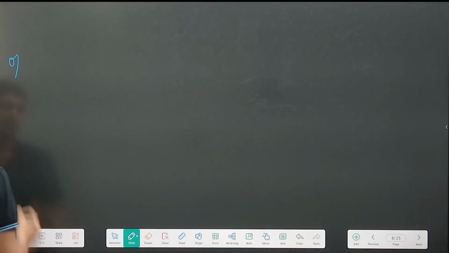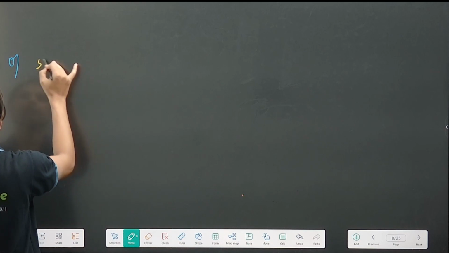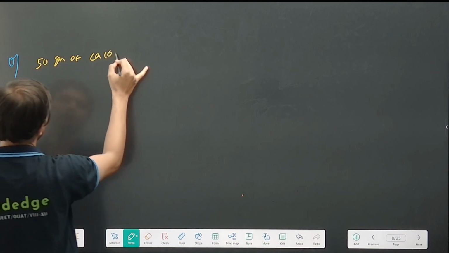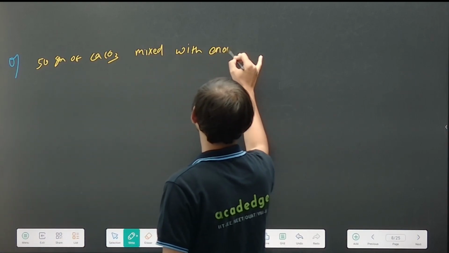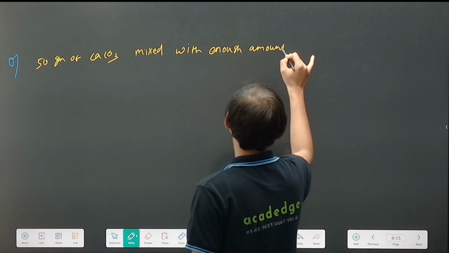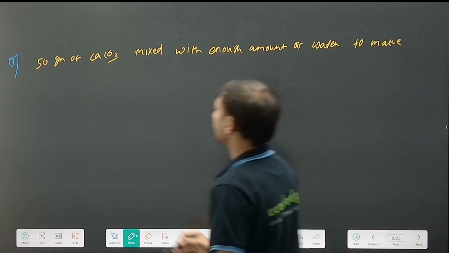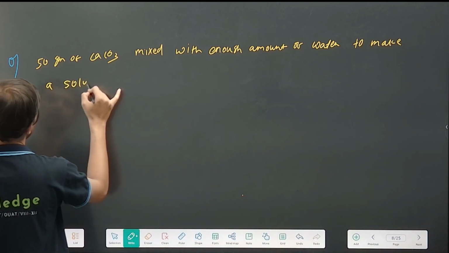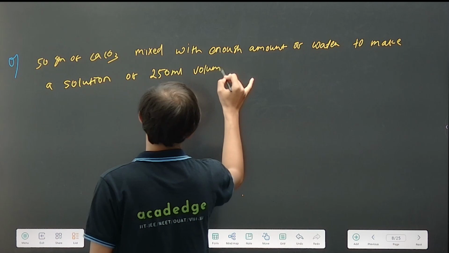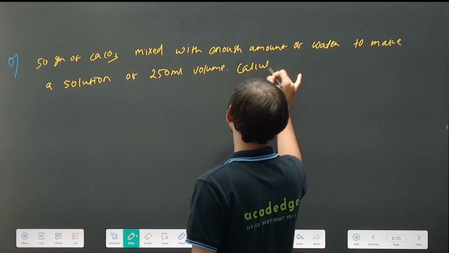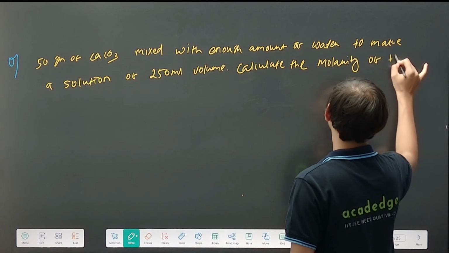For example, I'm taking a question: 50 gram of calcium carbonate is mixed with enough amount of water to make a solution of 250 ml volume. Then calculate the molarity of the solution.